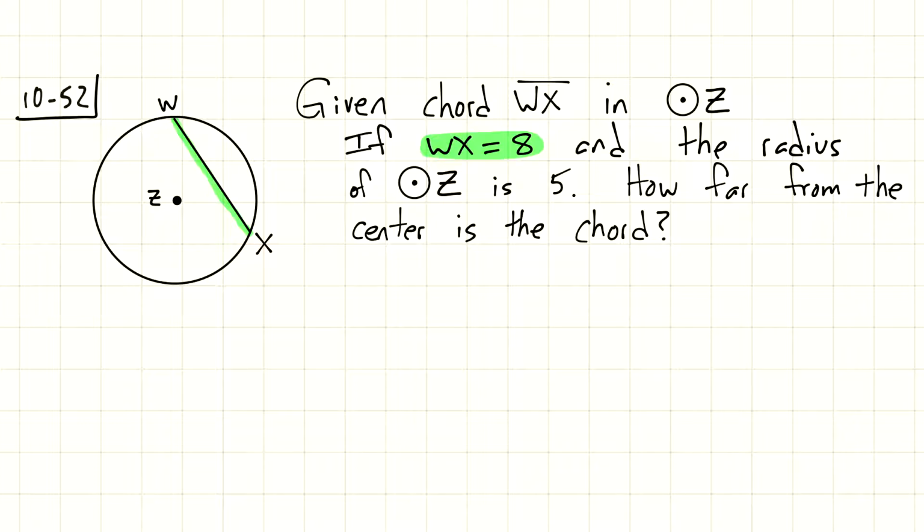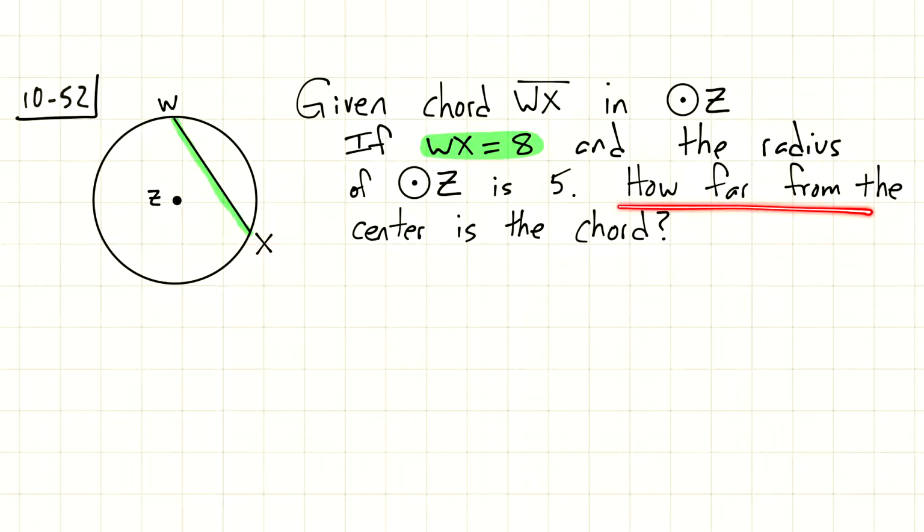If I called it circle with center X, then that means the X would be at the center. If it was circle with center A, then I would have an A here at the middle. So circle with center B, or circle with center D. So that's how you would write that. So if WX in this picture is equal to 8, having a length of 8 units, and the radius of the circle is equal to 5, how far from the center is the chord?